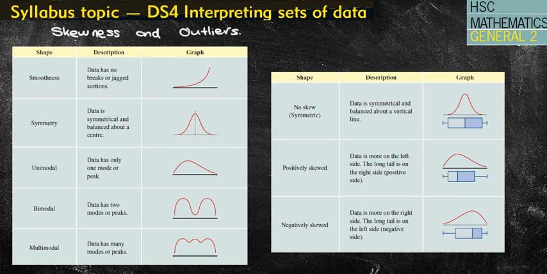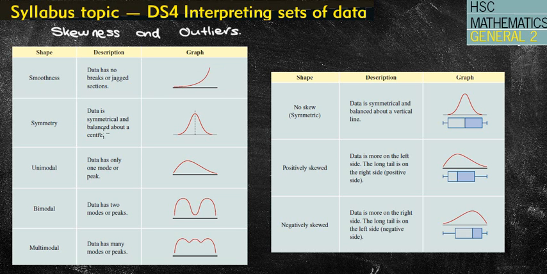Hey folks, welcome to today's tutorial looking at the skewness and outliers in the data section for the General 2 syllabus. So I thought we'll start off by looking at some of the different types of shapes of graphs within data graphs. So we've got here the smoothness, so data has no breaks or jagged sections. It's just nice and smooth, looks a bit like an exponential graph.